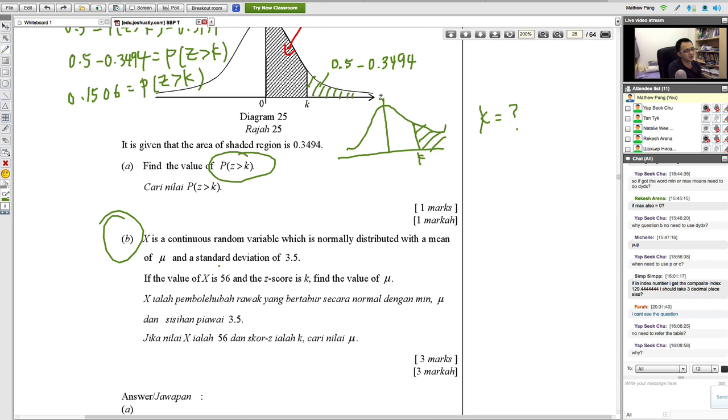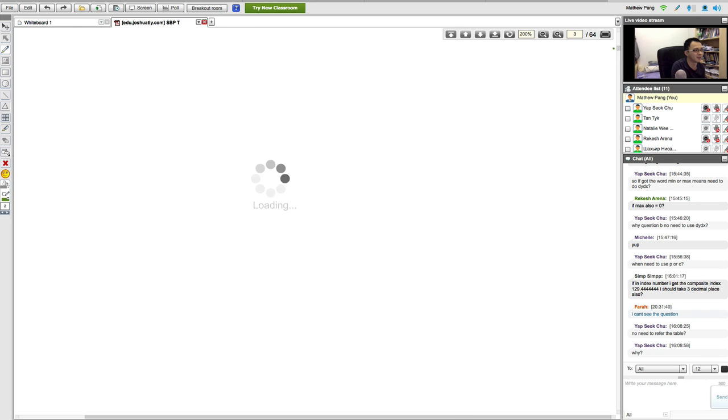It says X is a continuous random variable with a normal distribution with a mean. It doesn't give you the mean, but it gives you the standard deviation, which is 3.5. If the value of X is 56, the Z score is K. So find the value of the mean. So now it tells you the Z score is K, but I do not know the value of K. So I will need to find K. Then I will open my Z value table. So just remember this number in your mind first, 0.1506.